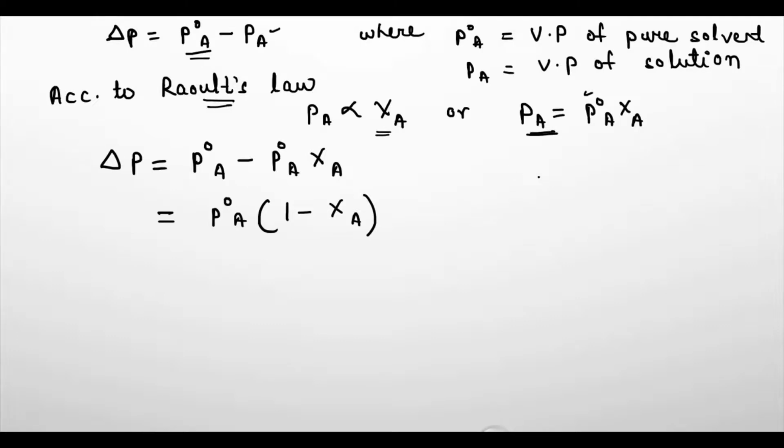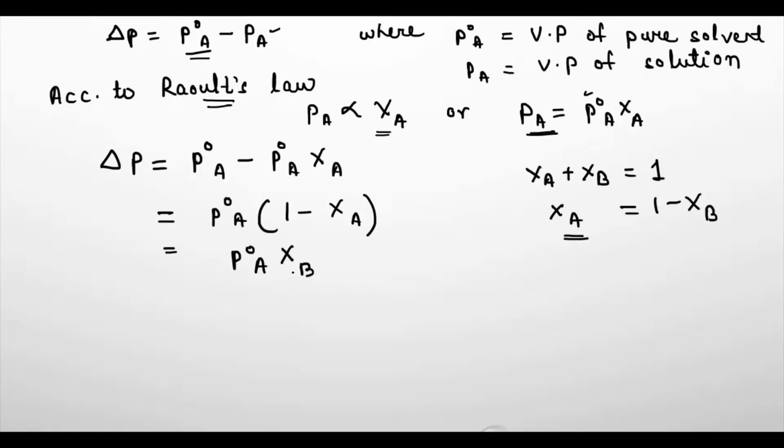Now we know that the total of the mole fractions, chi A plus chi B, is equal to 1, or we can write chi A is equal to 1 minus chi B. Substituting this value in the equation, we get P naught A, and instead of 1 minus chi A, we can write chi B. So delta P, which is P naught A minus PA, is equal to P naught A chi B.